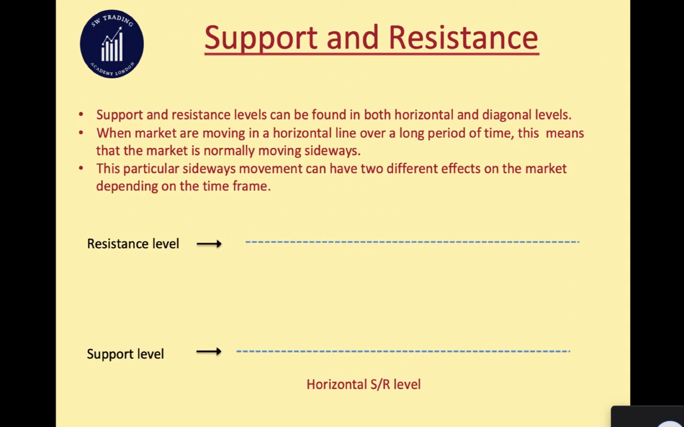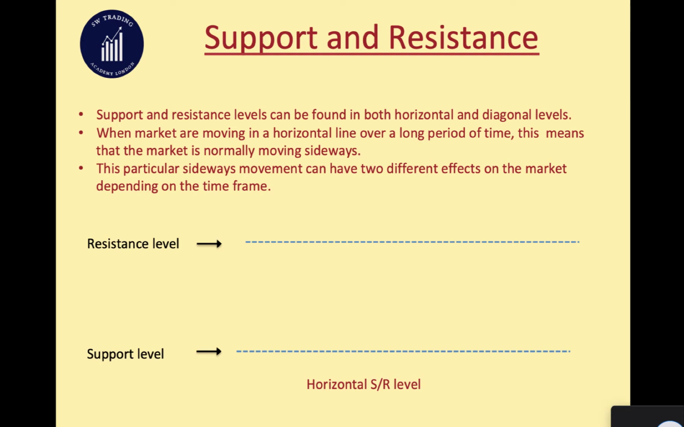So basically, this is what it is, okay? We are talking about these two lines here. The top line, we are always going to call the resistance level. And the bottom line, we are always going to call the support level, okay? And this I consider to be a horizontal support and resistance level. Support and resistance levels can be found in both horizontal and diagonal levels.